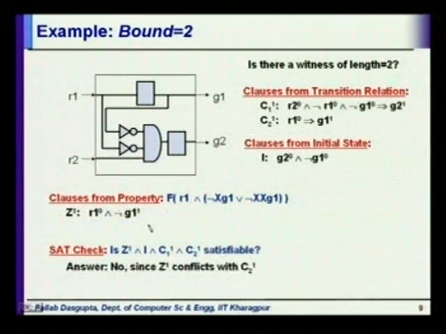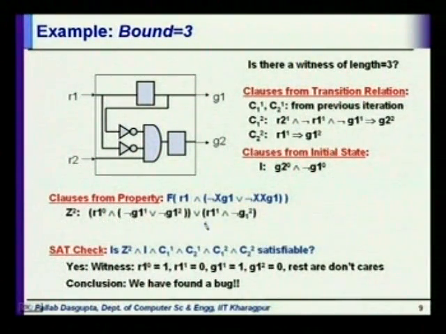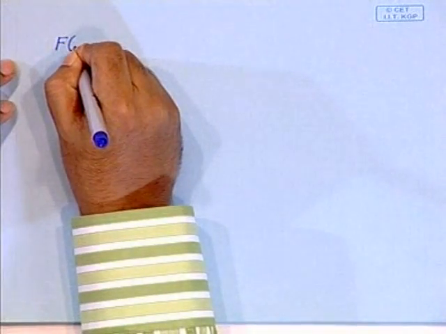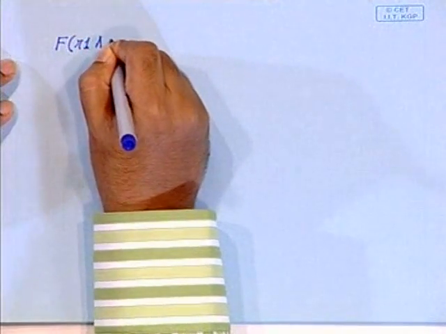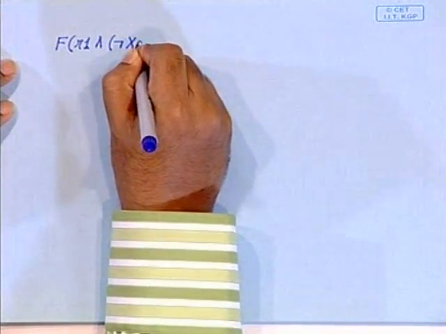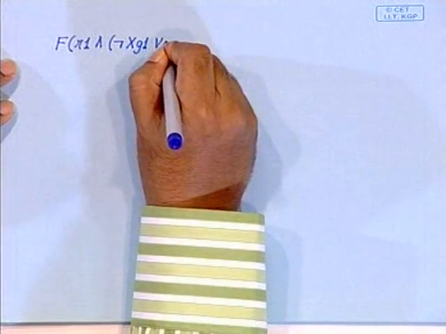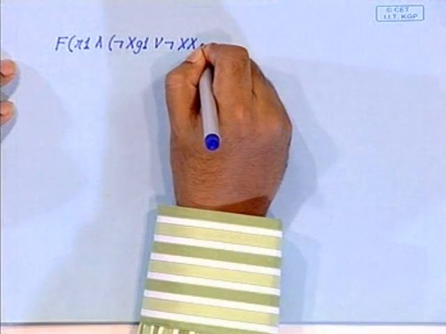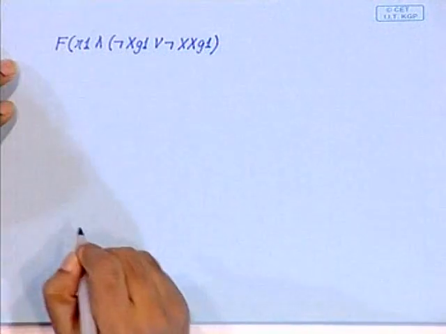Just let me revisit this thing. What we had here was that R1 0 and not of G1 1. Now what we have here is R1 1 and not G1 2. So this is something which is triggering from this again. Let me just write it out once so that it becomes clearer. The property that we had here was F R1 and not of X G1 or not of XX G1.